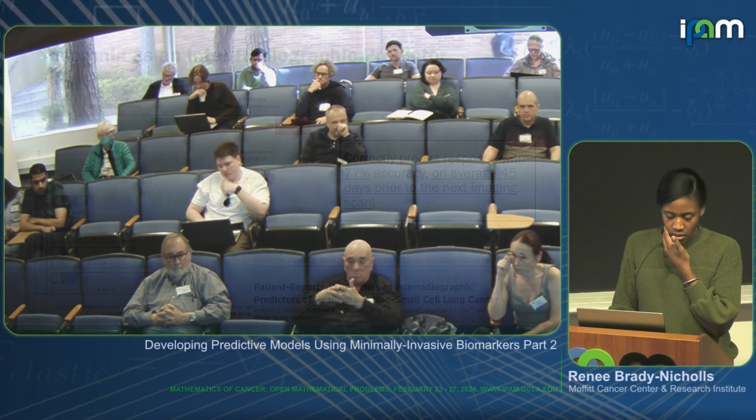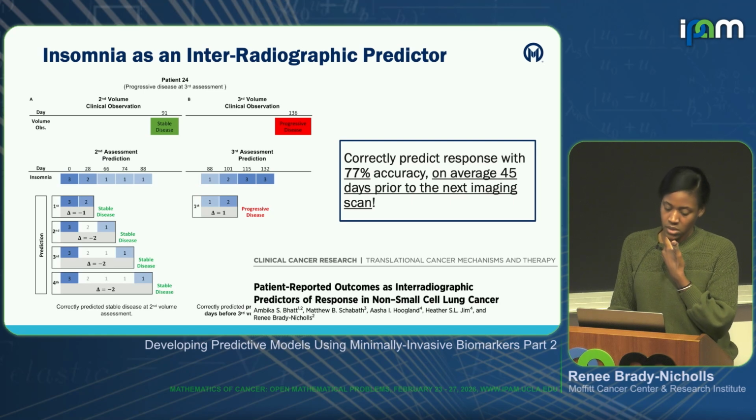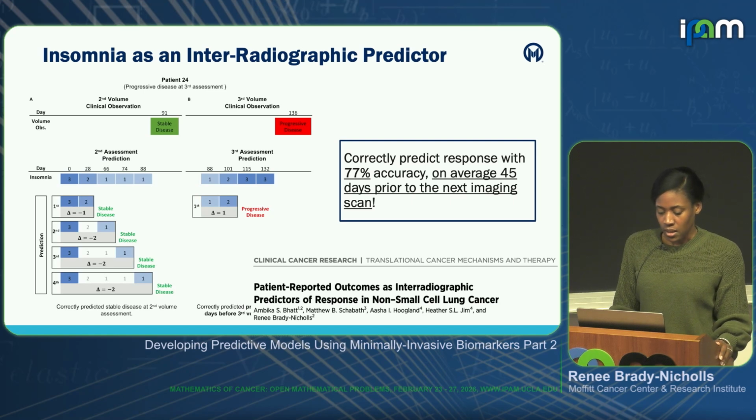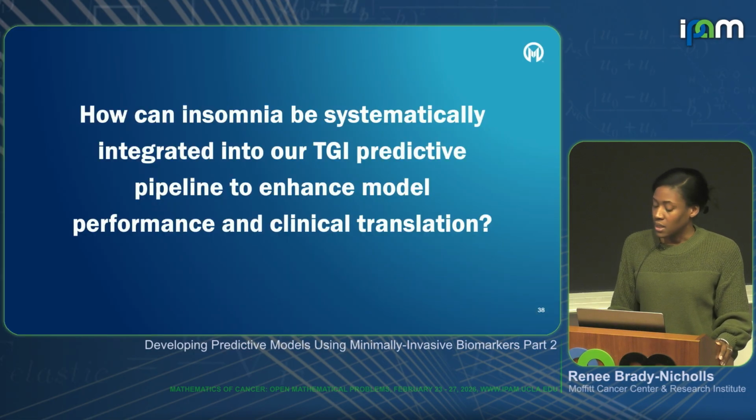We published this in Clinical Cancer Research a couple of years ago, so if you're interested, you can take a look at it. But what we wanted to do now was to see how insomnia can be systematically integrated into our TGI predictive pipeline to enhance model performance and clinical translation.